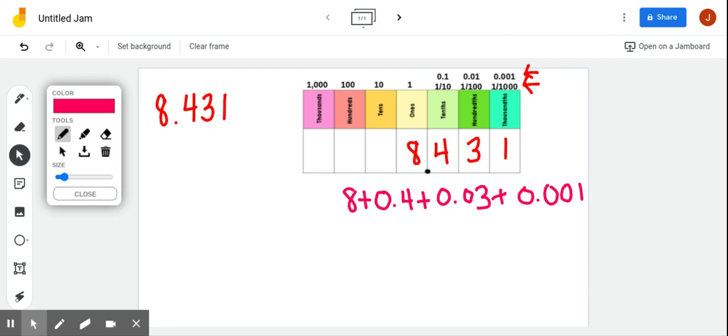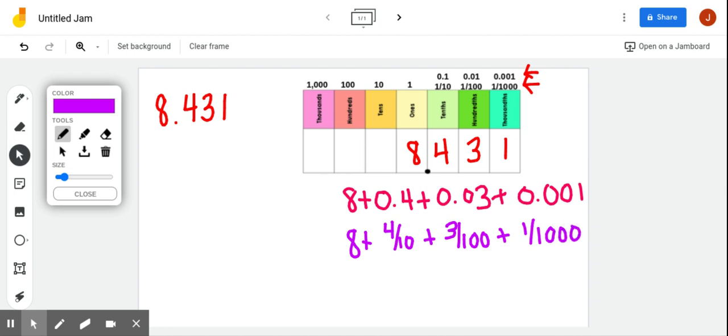Alrighty, so now all I'm going to do is take this exact same form, but turn those decimals to fractions. So the 8 wholes is going to stay the same, plus 4 in my tenths place, 4 tenths, plus 3 in my hundredths place, 3 hundredths. And then finally, I have a 1 in my thousandths place, so it's going to be plus 1 thousandth.